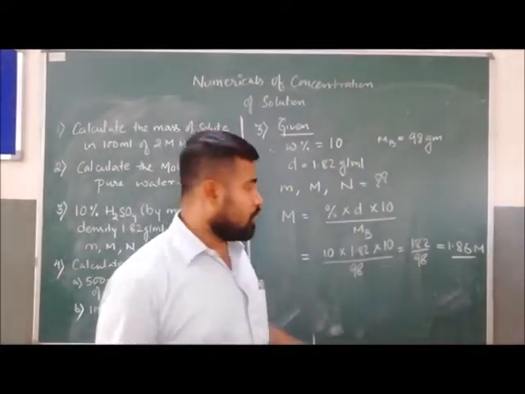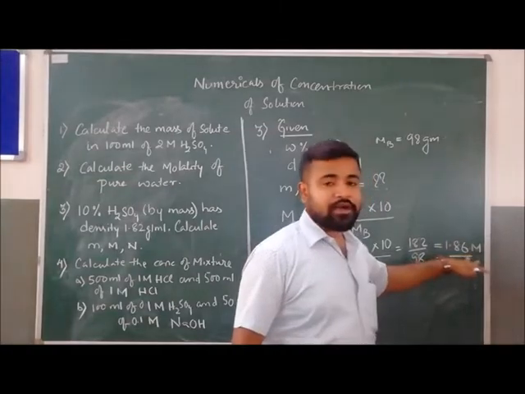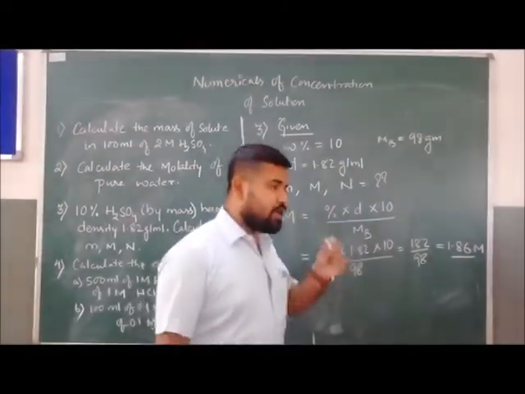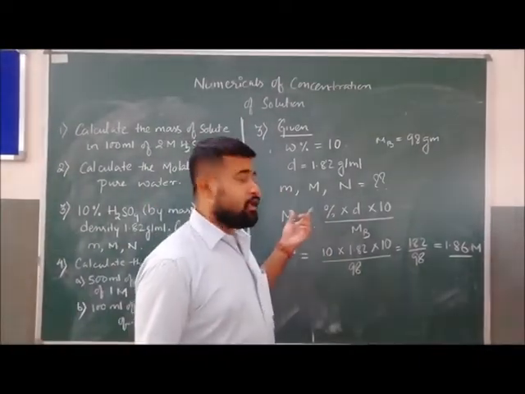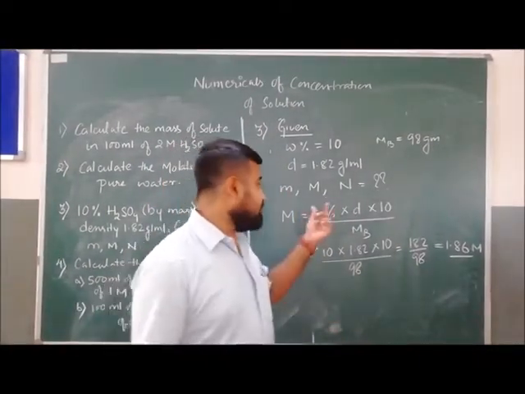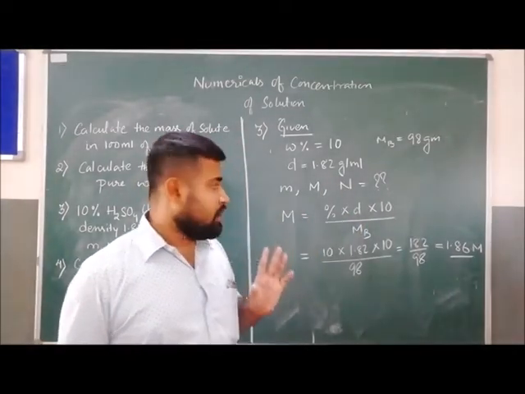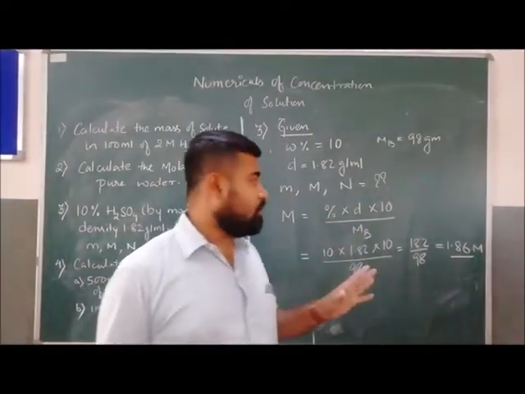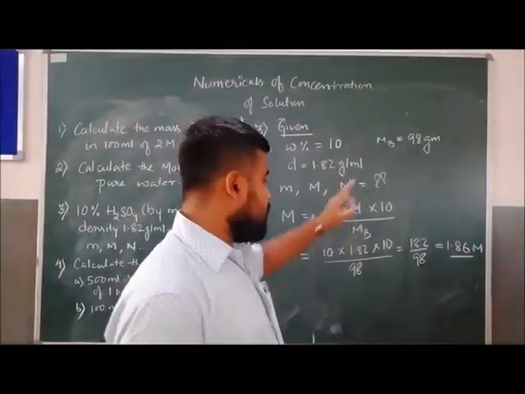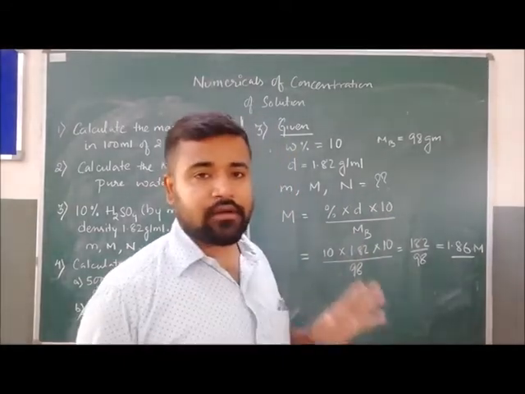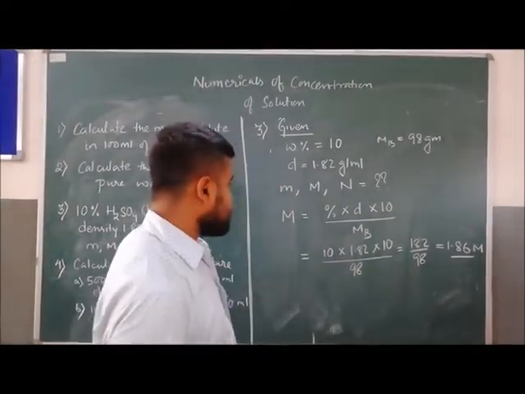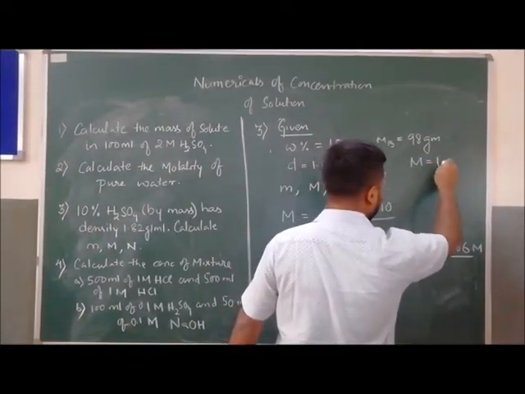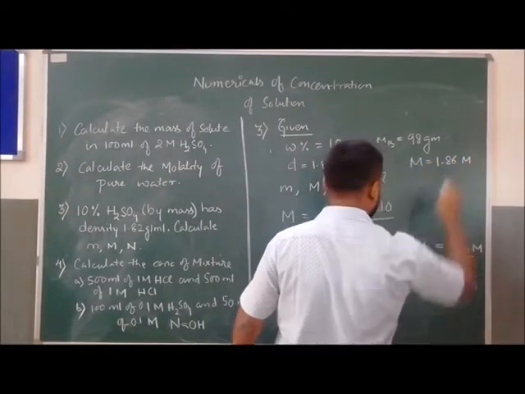And this is the unit molarity. 1.86 is the molarity, or we can write what? Moles per liter. So here simply we have put the formula of molarity when the mass is given in terms of percent and its density is given, density of the solution is given, then we can find out by using this formula. Clear? Next, so molarity is equals to 1.86 molar. This is over.